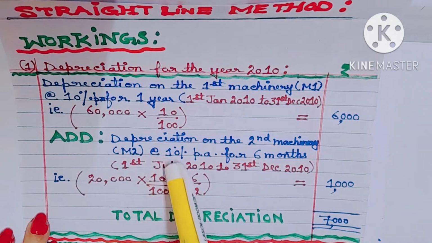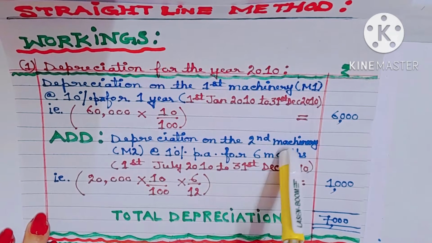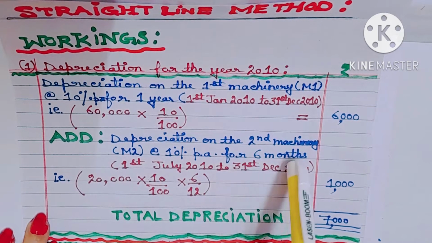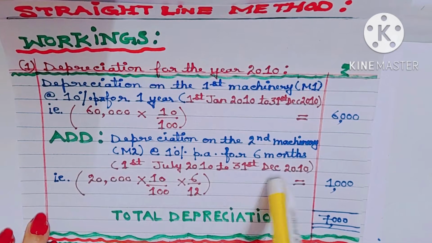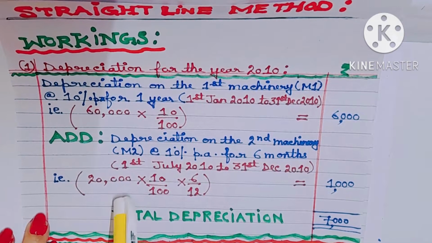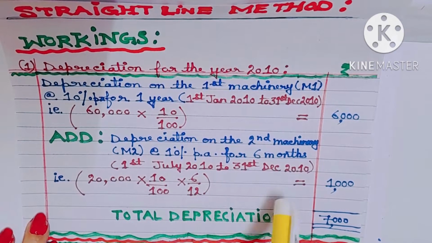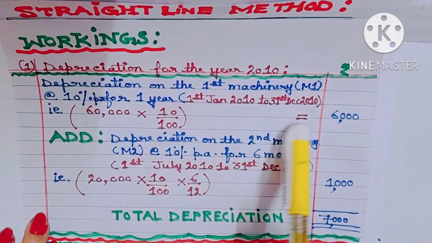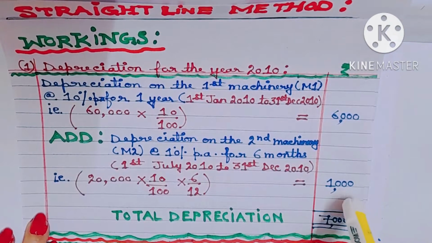Let M2 be the second machinery. So depreciation on the second machinery at the rate of 10% per annum for 6 months, that is 1st July 2010 to 31st December 2010. That is 20,000 into 10 by 100 into 6 by 12, 6 months, is equal to 1,000. So for the first machinery, we are getting 6,000 depreciation. For the second machinery, we are getting 1,000 depreciation.